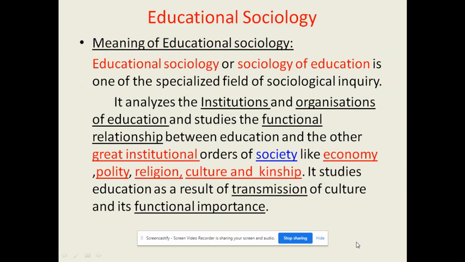Next, meaning of educational sociology. See, two different terms are there, but we have to study them together. Educational sociology or sociology of education is one of the specialized fields of sociological inquiry. It analyzes the institution and organization of education, and studies the functional relationship between education and other great institutions, such as society, economic, political, religious, culture, and kinship, and the result of transmission of culture and its functional importance.